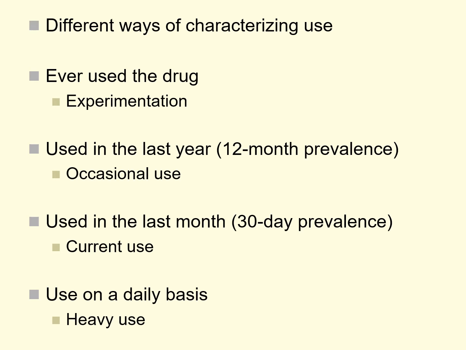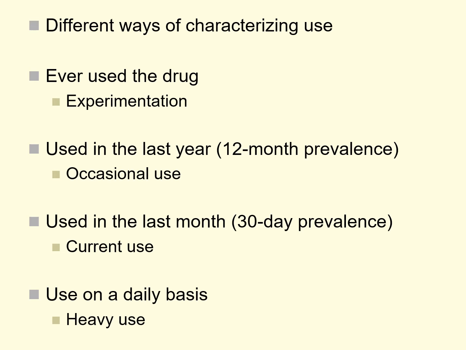So the idea here is that for each drug, whether it's LSD or cocaine or tobacco or alcohol, the question is asked 4 times, changing each time the time frame, to get a sense of if someone has experimented with the drug, if they've occasionally used it, if they're roughly speaking a current user of the drug, or if they're indeed a heavy user of the drug.